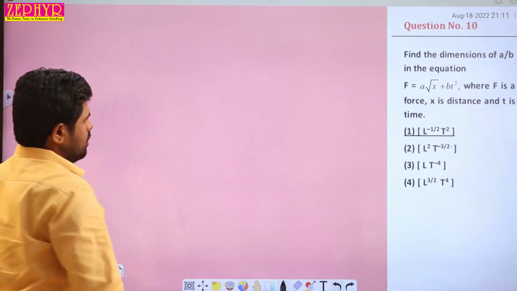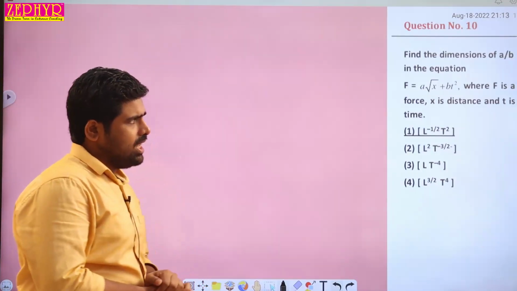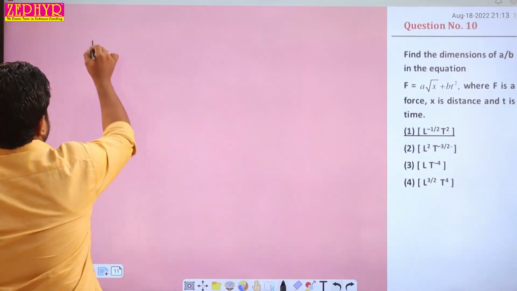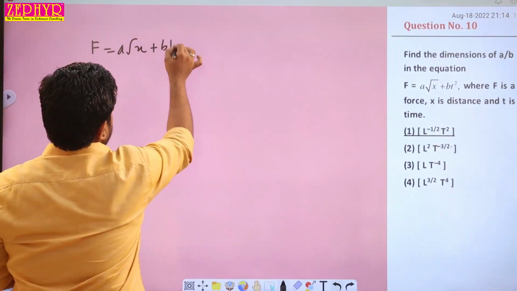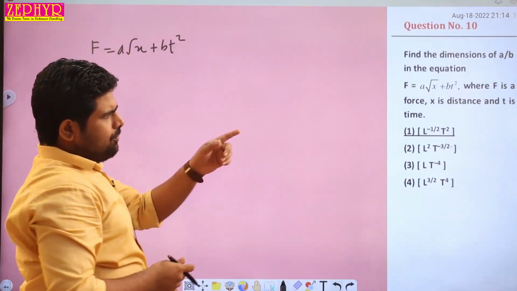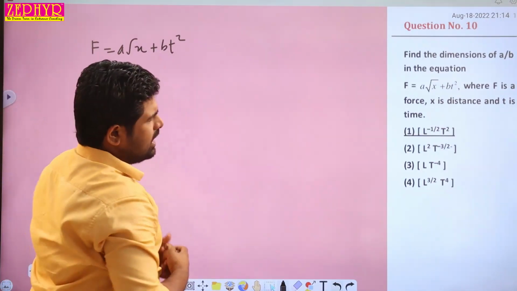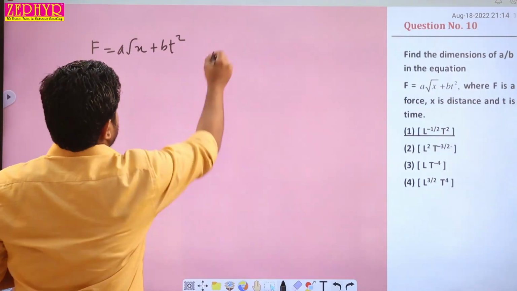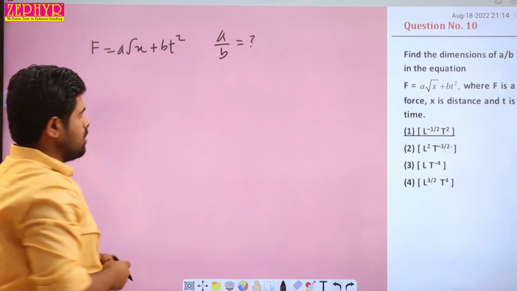Then question number 10, find the dimension of A divided by B in the equation. See, here we know the equation, it is F is equal to A root x plus bt square, where F is the force, x is the distance, and t is the time. So find the dimension of A divided by B. The dimension of A divided by B is unknown.